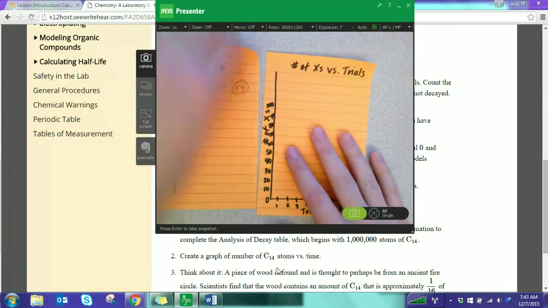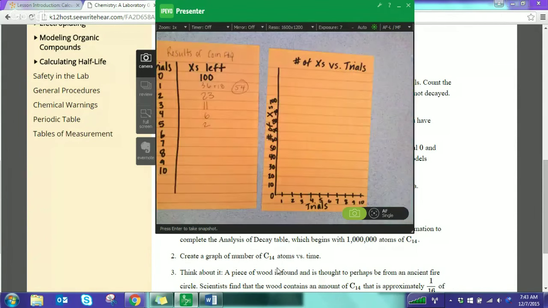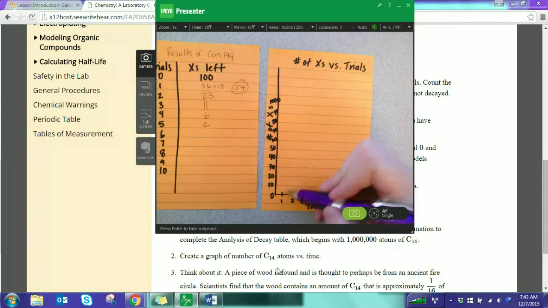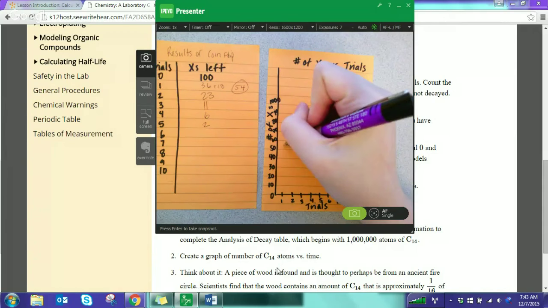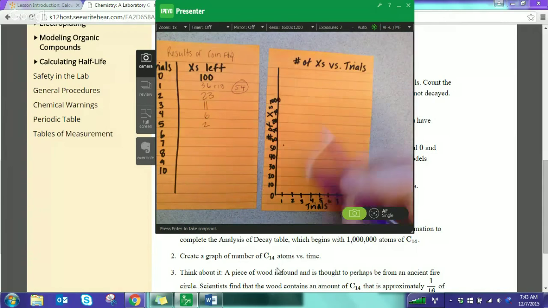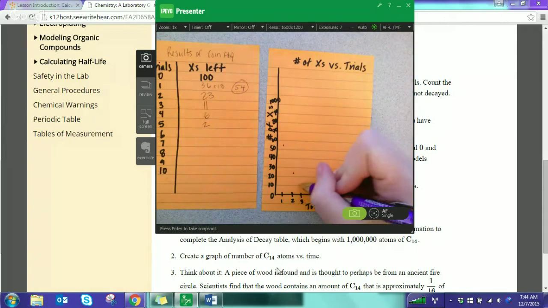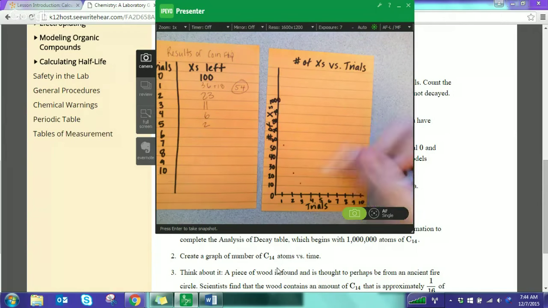So what I'm going to do is take my data and plot it. At 0, I had 100. At trial 1, I had 54 left. At trial 2, I had 23 left. At trial 3, I had 11 left. At trial 4, I had 6 left. And at trial 5, I had 2 left. So the graph is turning out correctly.